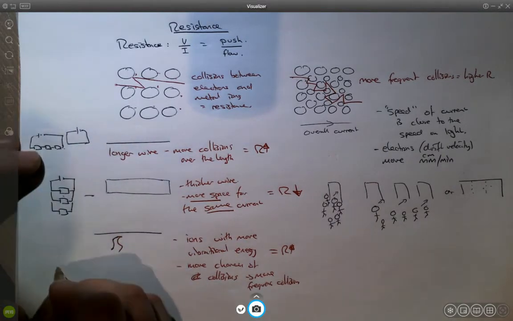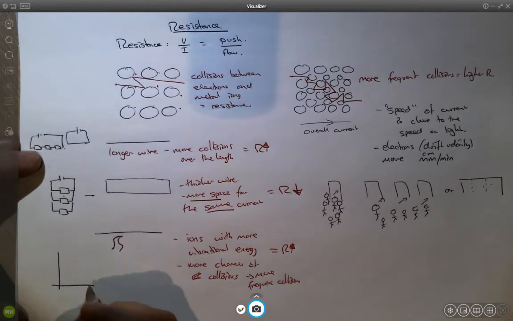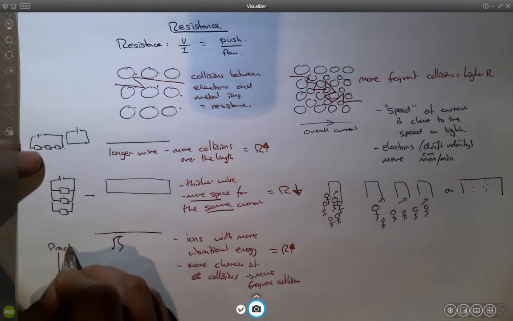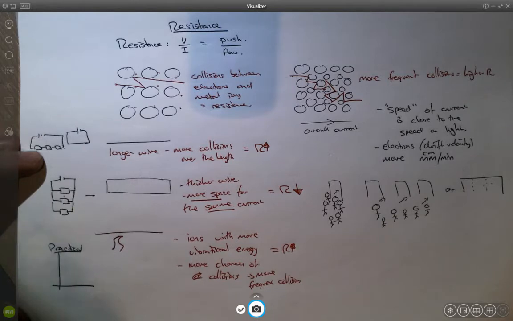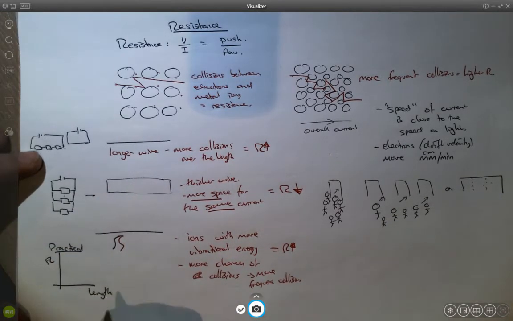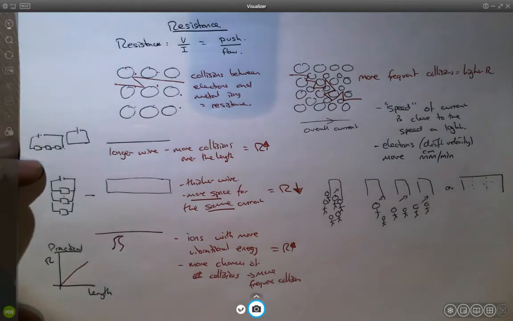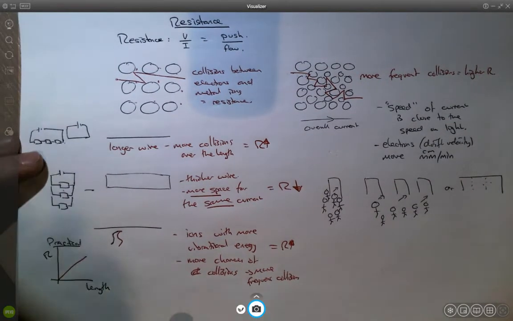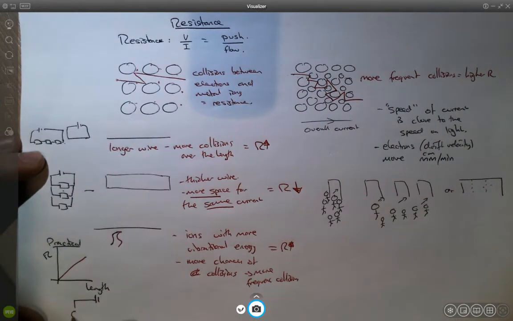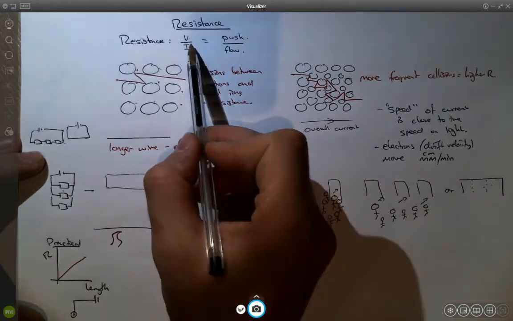One practical is to get a graph, and this is a required practical in AQA, of resistance against length of wire. And if you do this, you get a nice straight line through the origin, which makes a lot of sense. The circuit diagram for this is really simple. We have a battery or a cell. We have an ammeter in series because in order to measure resistance, we need both potential difference and current.